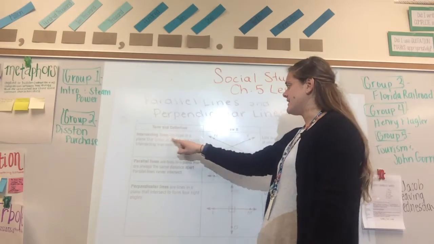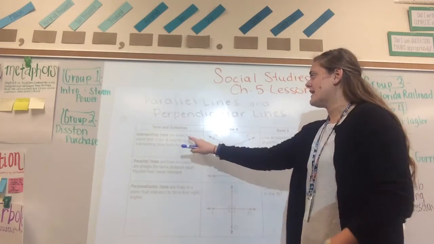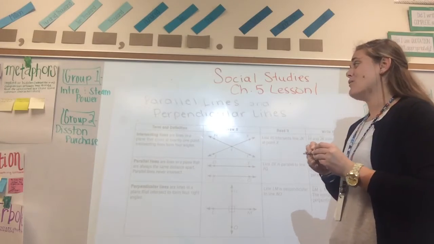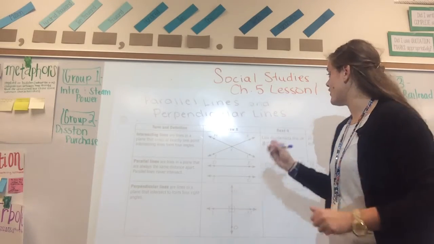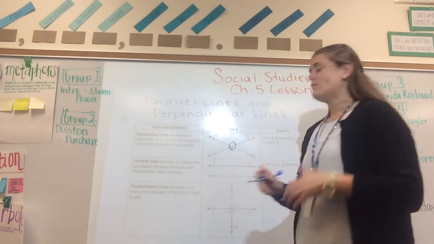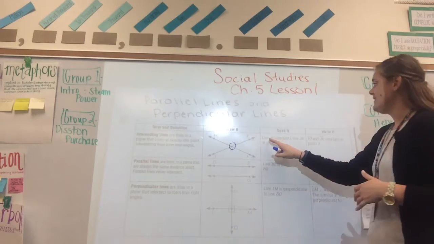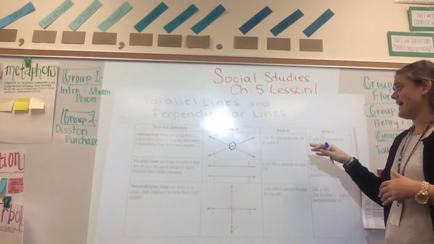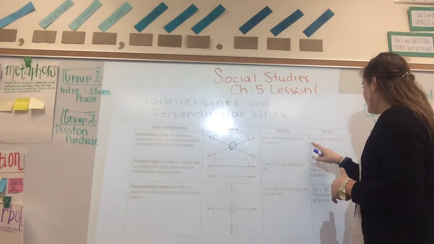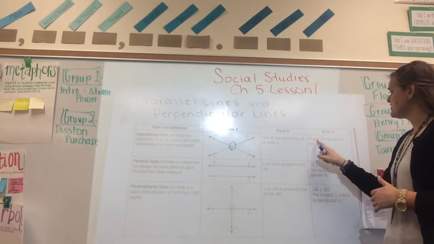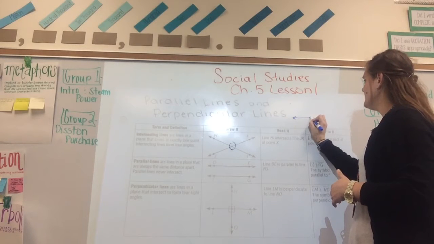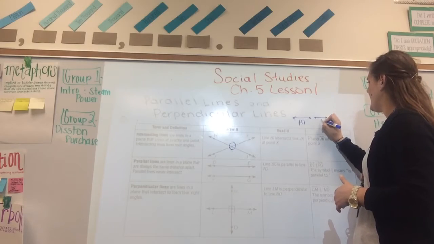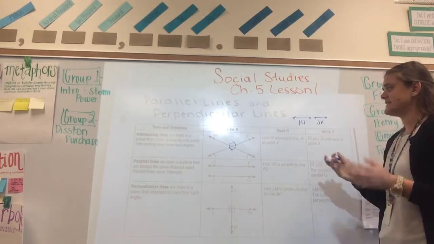So intersecting lines are lines in the plane or in a figure that cross at exactly one point to form four angles. So you can see that these cross at one point. So that's written that line HI intersects line JK at point X. The way that you write this is here, which says you just have line HI and line JK intersect.